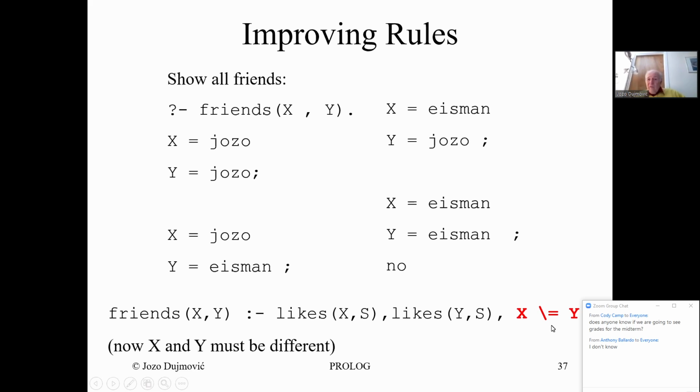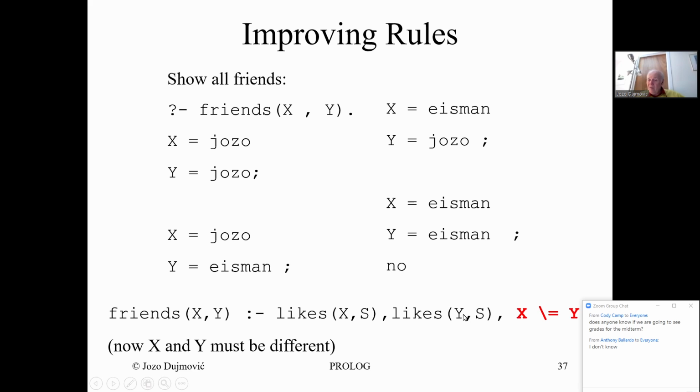So when you create this solution, Yozo, you are going to fail here. So if X is Yozo and S is wine, and here you come to Y is Yozo, S is wine, and you come here, Yozo different from Yozo, you fail here. Since you fail, PROLOG will backtrack back to these likes, to the previous goal, and will say, hey, I have to satisfy this with somebody else. And then we'll continue from here and we'll find that Iceman likes wine as well.